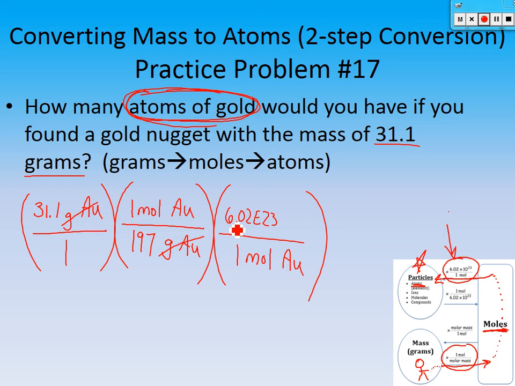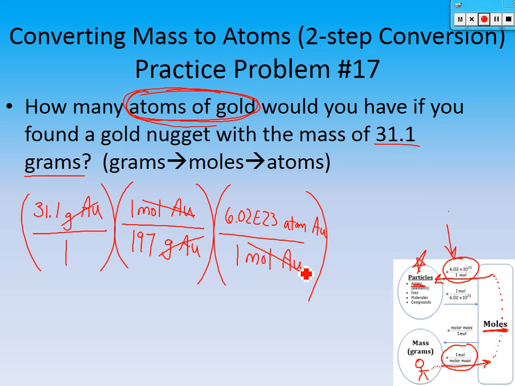Atoms. Yeah. This is Avogadro's number of atoms. Atoms of what substance? Au. Okay. Now, are there other units that we can cancel out? Moles of Au cancel out. So I'd like to see you strike out units as you go.